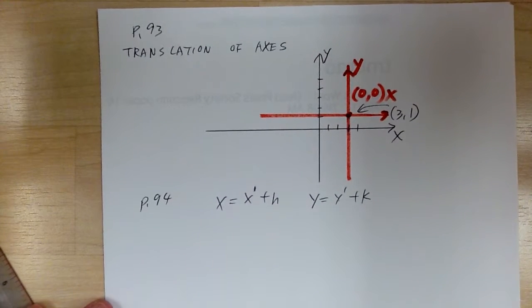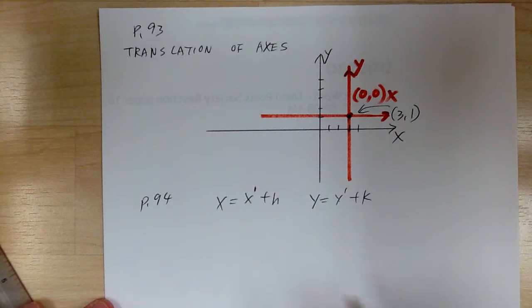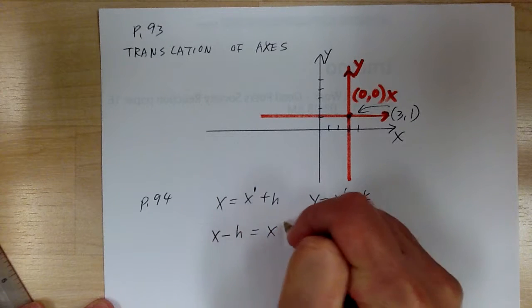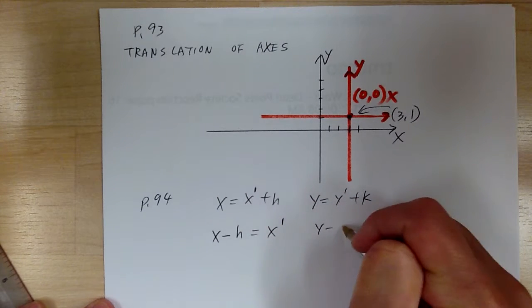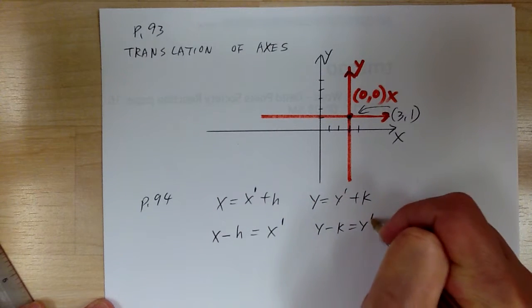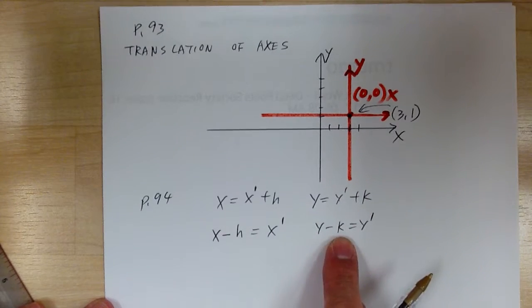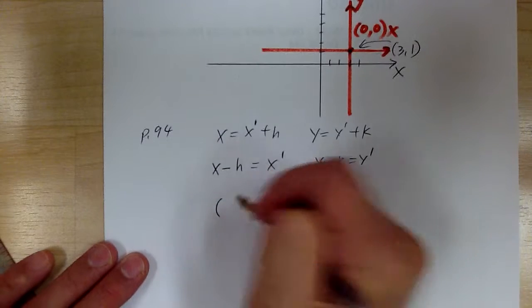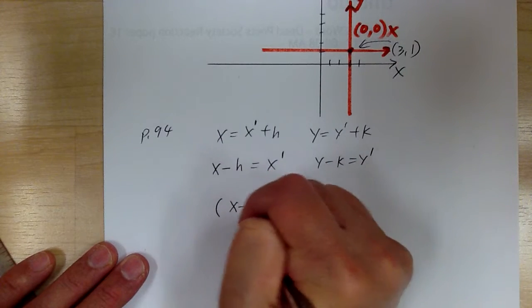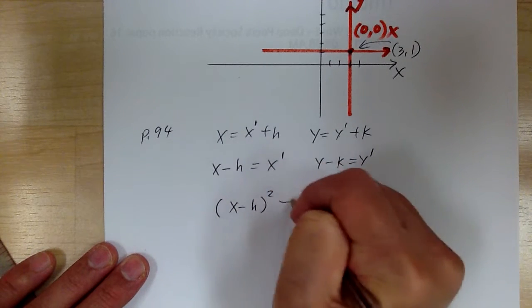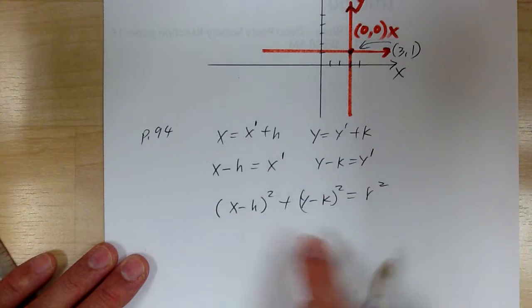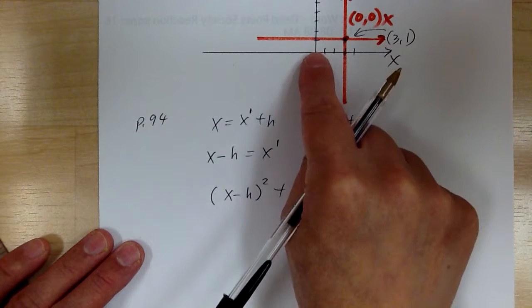But this is kind of harder to understand. It's better to do it this way: x minus h equal to x prime, y minus k equal to y prime. And this is more familiar. For example, if you have the equation of a circle, x minus h squared plus y minus k squared equal to r squared, right? So this is when you have the original axis.